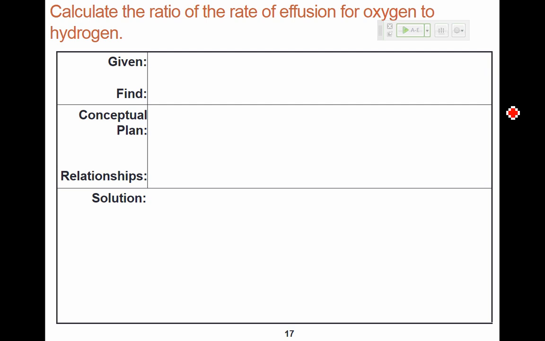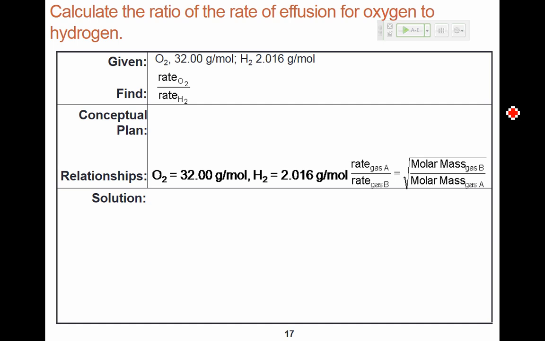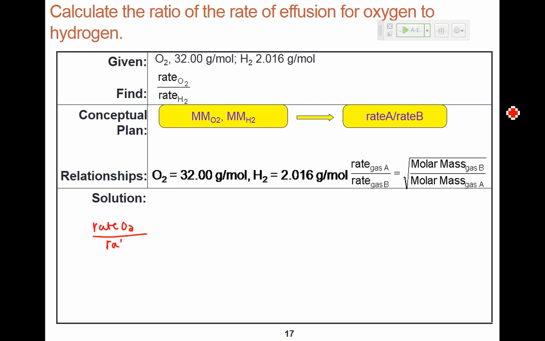Now, we're not actually going to find the rate of each. We need a little bit more information to do that. If we knew the rate of one, then we could find the rate of the other. So we're looking for our ratio of the rate of oxygen to the rate of hydrogen gas. We have our molar masses. We can calculate those from the periodic table. So all we have to do is plug that in. Our molar mass of H2 goes at the top, and our molar mass of O2 at the bottom.